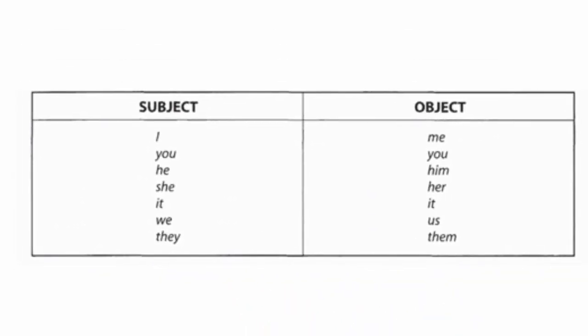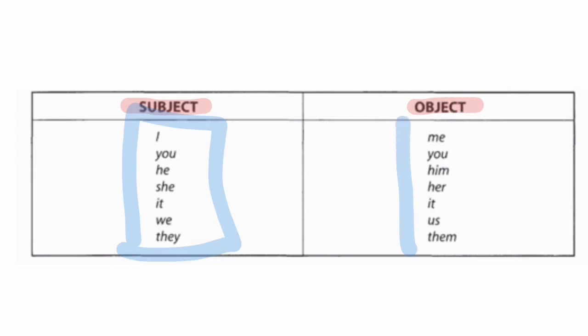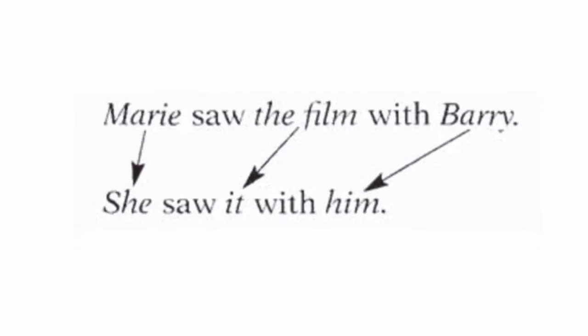A subject pronoun is used as the subject of a verb. An object pronoun can be used as the object of a verb or the object of a preposition. Now we are going to compare these two sentences.